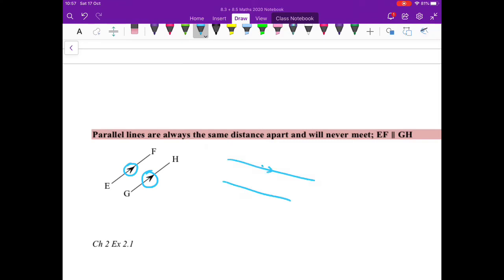I can also use two arrows when I have different sets of parallel lines in the same geometry rider or the same problem. For more practice or work on this, see exercise 2.1 in chapter 2.